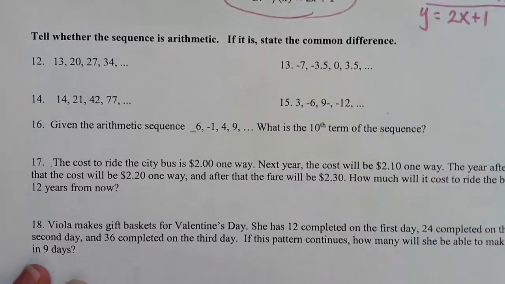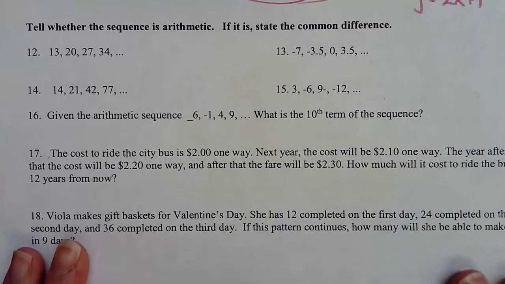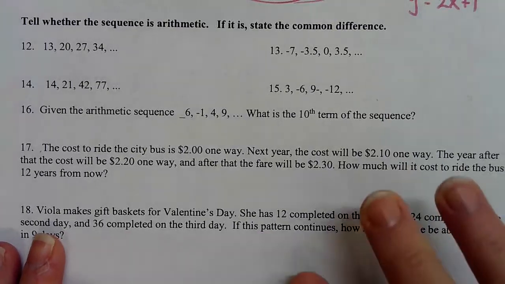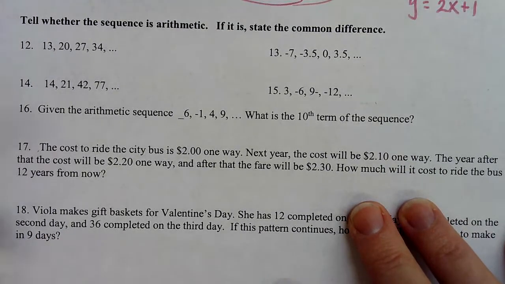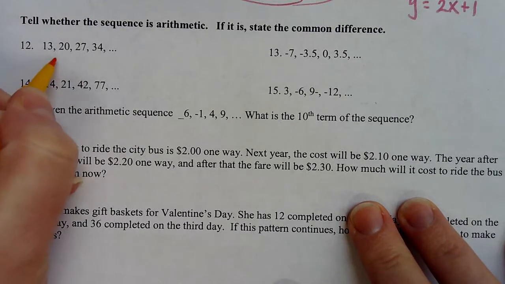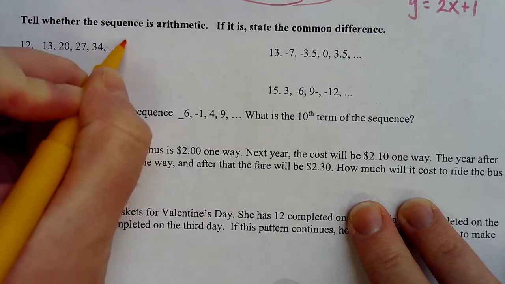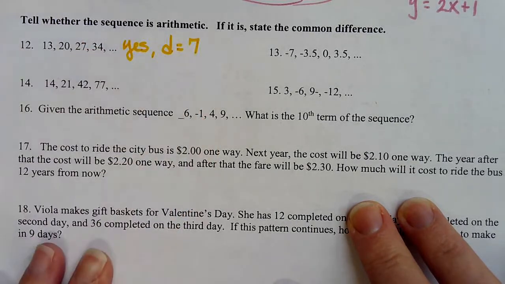And then we had these arithmetic sequences that everyone seems to do really, really well on. The first one says to tell whether it's arithmetic. If it is, state the common difference. If it's arithmetic, that means that it follows the same pattern using addition or subtraction. So for 12, to go from 13 to 20, you add 7, 20 to 27, add 7, and so forth. So yes, this is arithmetic. Your common difference is 7.